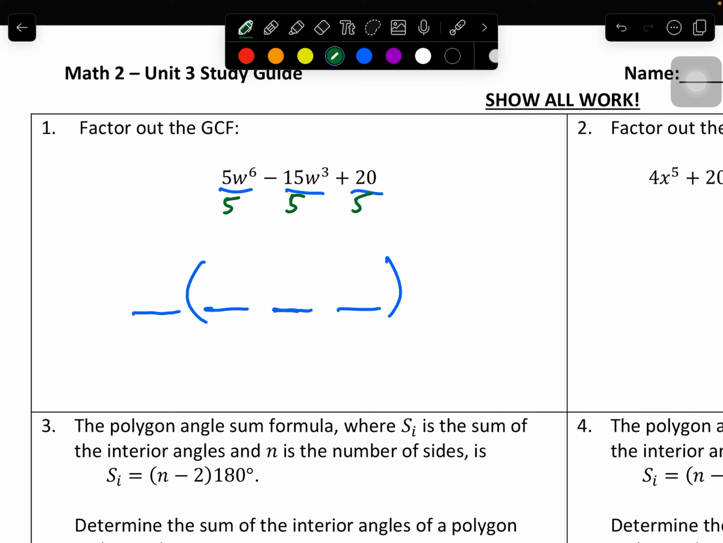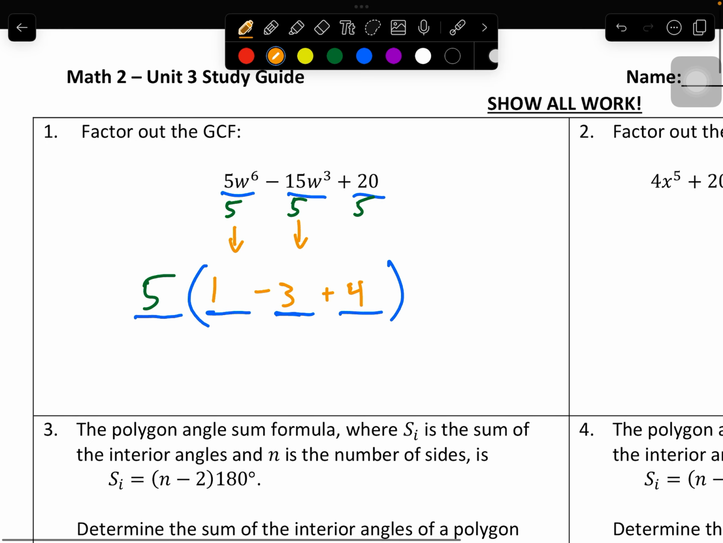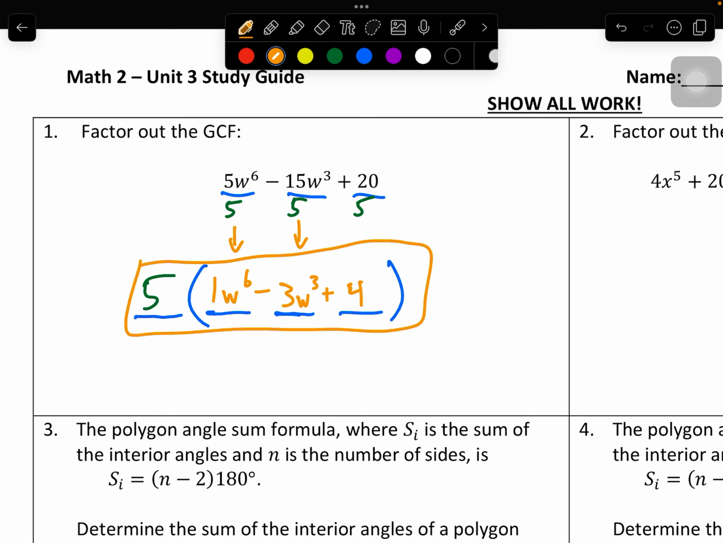Okay, if it can't, or if it couldn't, then you have to break it down even further and get a smaller number. Okay, but since it can, you bring it out in front, and then you just divide out what's left. Okay, so all this goes down to here, so you get 1. 5 divided by 5 is 1. Negative 15 divided by 5 is negative 3. I already have the negative there, have the plus there. 20 divided by 5 is 4. And then the w to the 6th needs to stay with the 1, and w to the 3rd stays with the 3, and that's your final answer. So do the same thing for number 2.